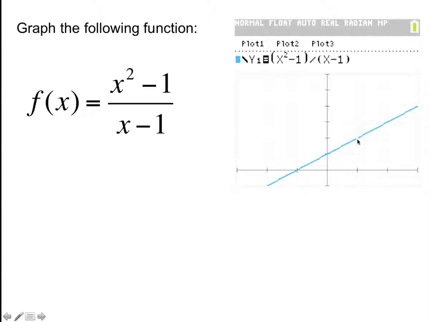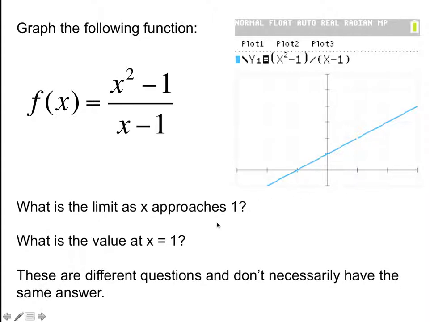Okay? But let's talk about the limit. As we approach 1, so as we approach the value 1 going along this function, the outputs approach this value here. So what is the limit as x approaches 1? Well, the limit is this y value. Remember, the limit is the output value. So as we approach 1 along this function, we are approaching the value 2 on the y-axis, and we do that from both sides.